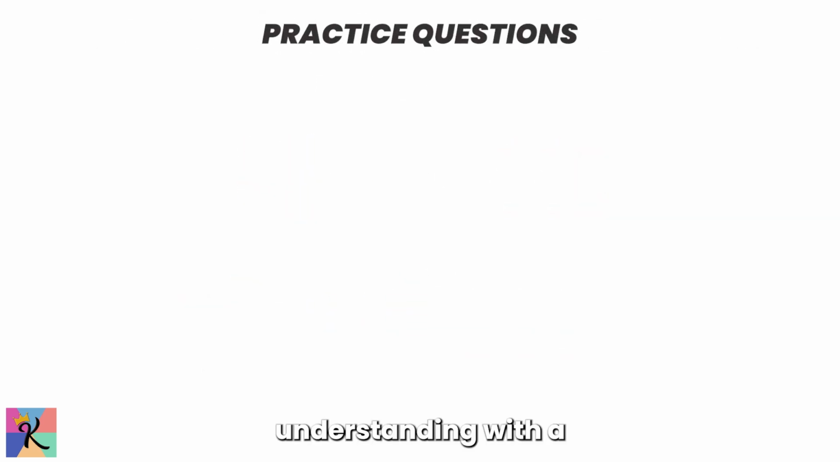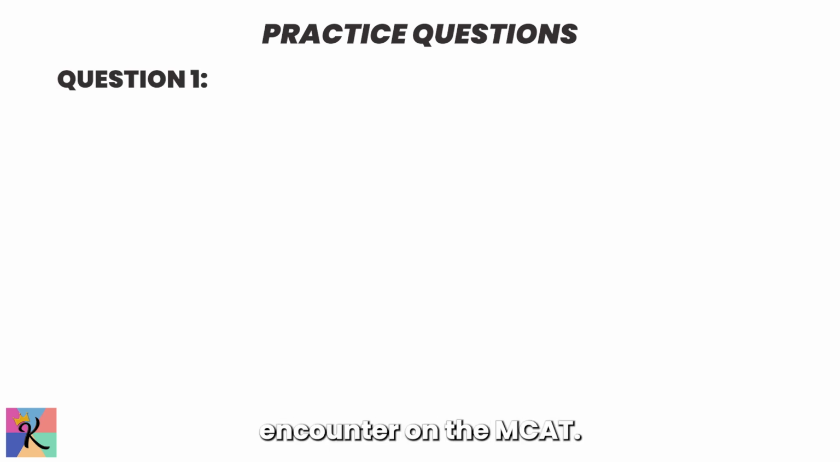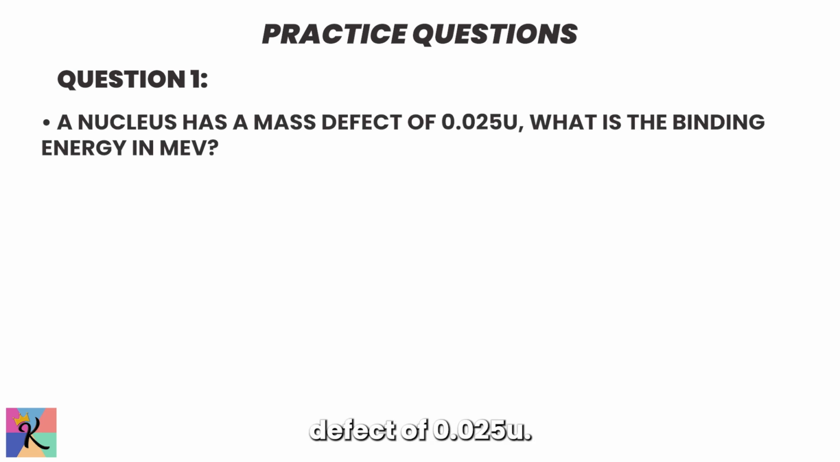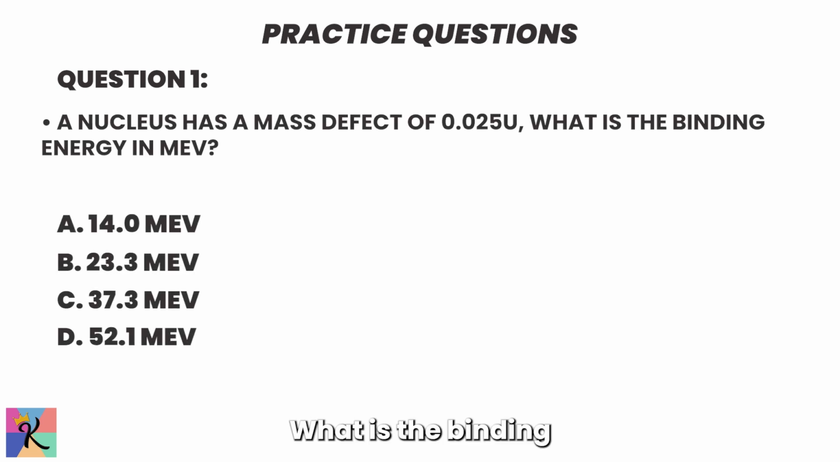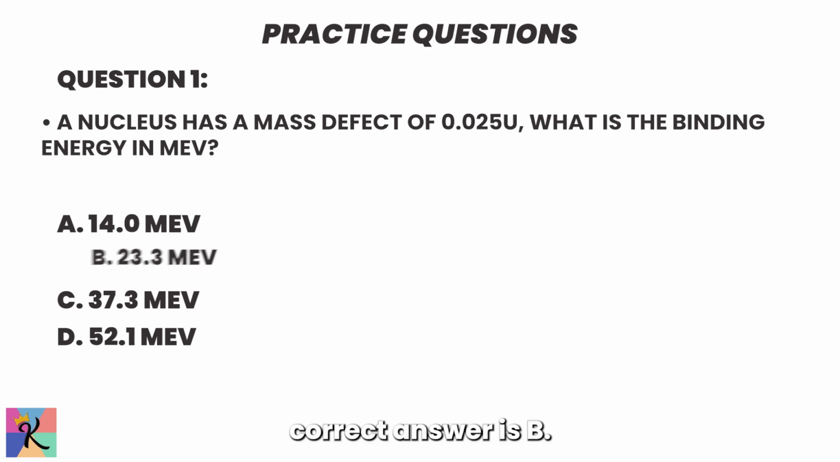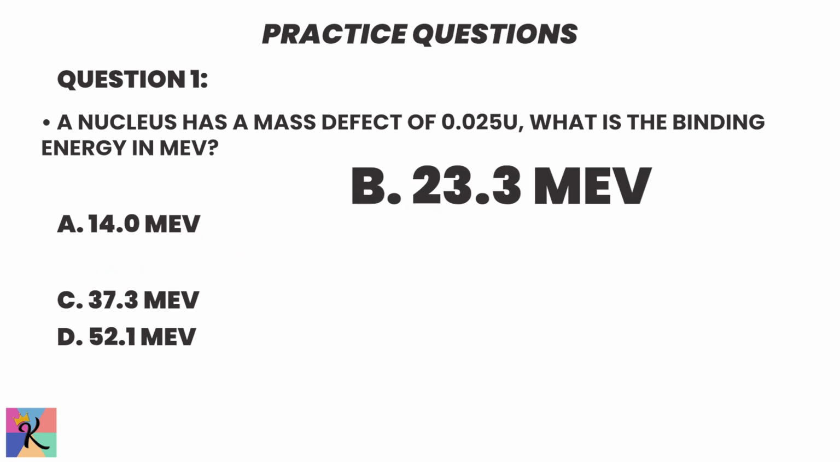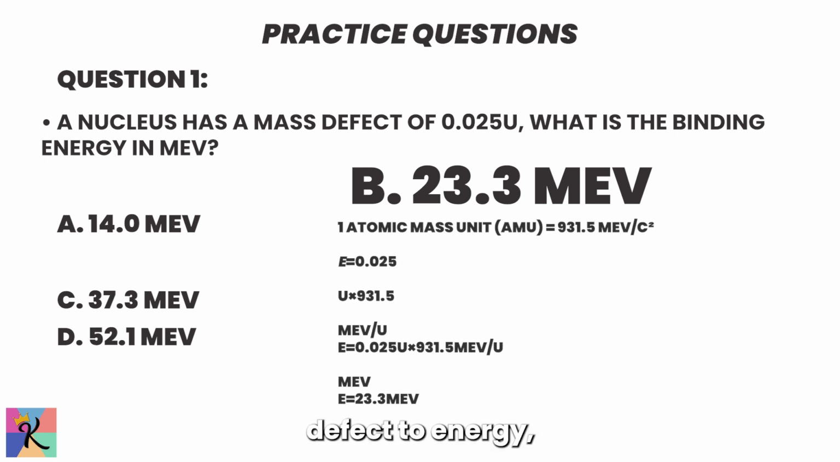Now, let's test your understanding with a few practice questions. These are the types of questions you might encounter on the MCAT. A nucleus has a mass defect of 0.025 AMU. What is the binding energy in mega electron volts? The correct answer is B, 23.3. So if we use E equals mc squared, converting the mass defect to energy, we have 1 AMU is equal to 931.5 mega electron volts. We then multiply this by the mass defect, 0.025 AMU, to get 23.